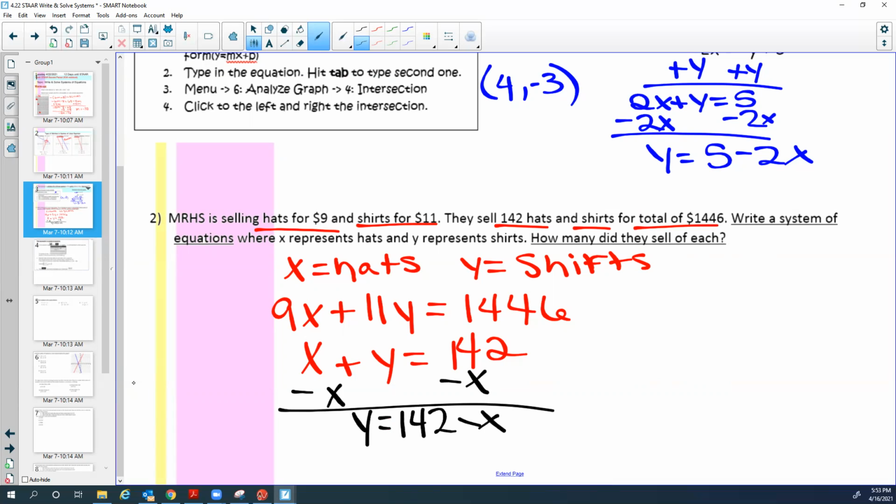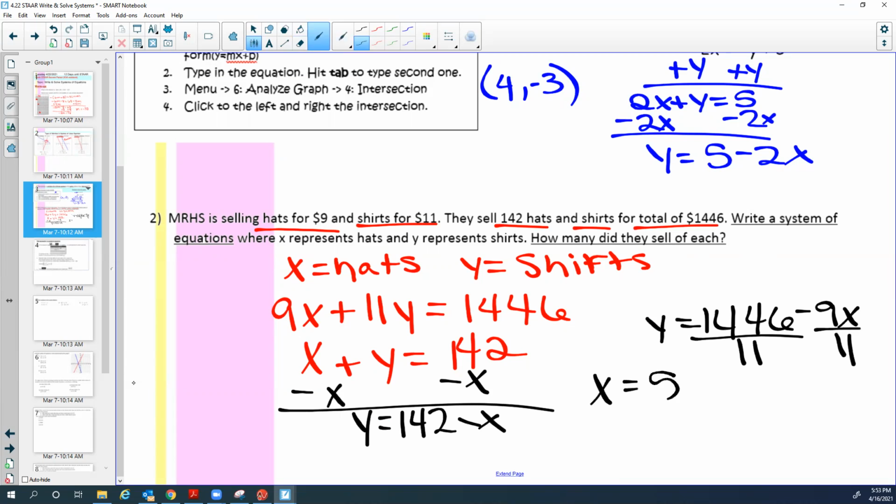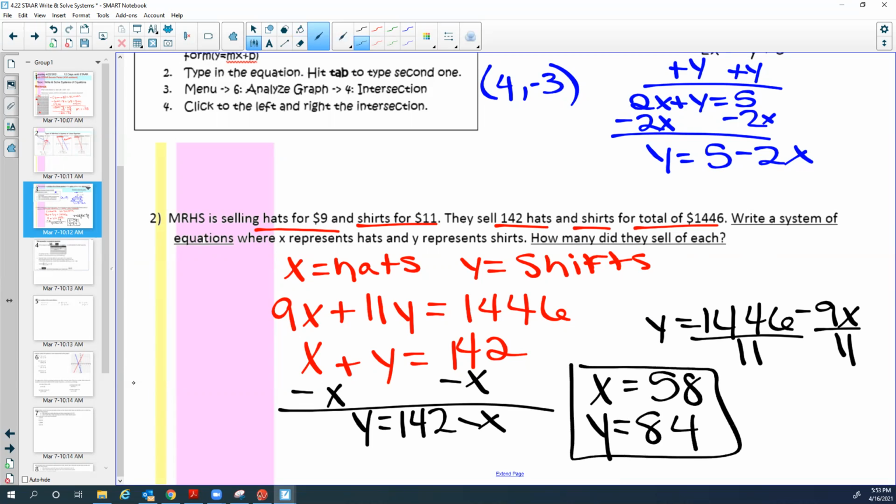On the one on top, I'm going to get 11y equals 1,446 minus 9x. And then I'm going to get y equals that divided by 11, that's divided by 11 to give me my equation. I will put both of these into my calculator and graph them. And I will get the answer of 58 hats and 84 shirts. Make sure you go try this yourself to make sure that you can do this correctly.